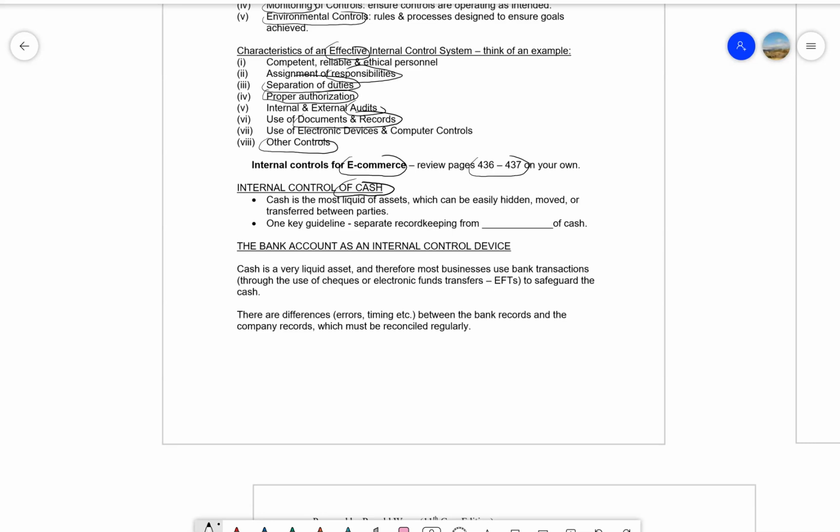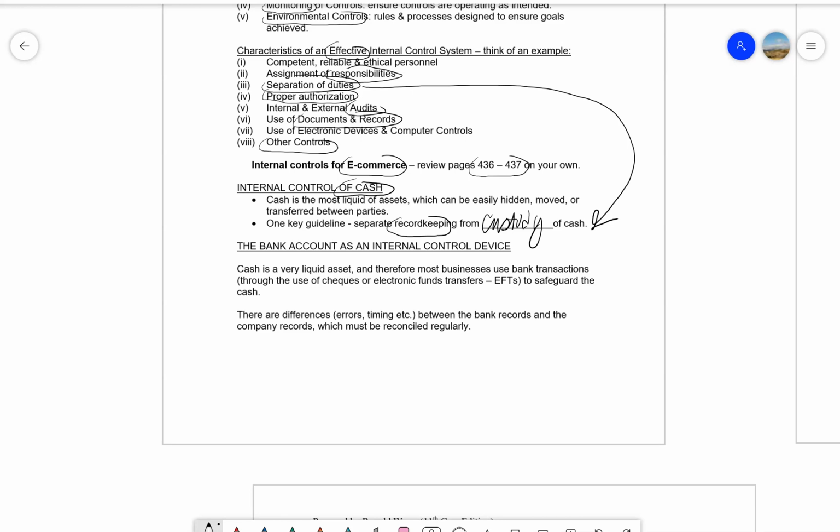One of the key guidelines is to separate the record keeping from the custody of cash. And that's what we talked about earlier, separation of duties. We want to separate whoever does the accounting or record keeping from the employee that actually has control of the cash, that's able to take the cash and deposit it into the bank account, and that has control of the bank account. So we want to separate those two duties.